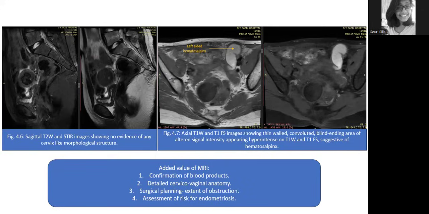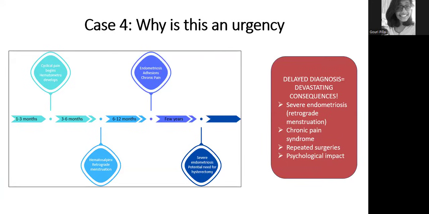Why is this an urgency? Delayed diagnosis leads to devastating consequences. Within 1 to 3 months, hematometra will develop. By 3 to 6 months, hematosalpinx can occur because of the retrograde menstruation. And within 6 to 12 months, endometriosis and adhesions can form. After a few years, severe endometriosis may necessitate hysterectomy, which will destroy the fertility potential.